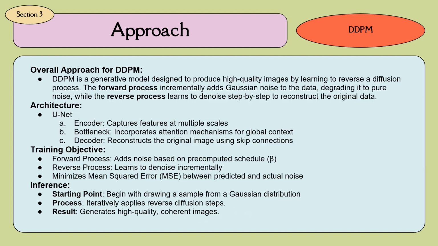So looking at the approach here, we start with DDPM. It follows a UNet architecture, which has an encoder, bottleneck, and decoder. For the training objective, we do a forward process that adds noise based on a pre-computed scheduled beta, and a reverse process that learns the noise incrementally. We're training based on MSE between the predicted and actual noise. For inference, we begin by drawing a sample from a Gaussian distribution and then iteratively apply reverse diffusion steps here. The result is we try to generate high-quality coherent images.